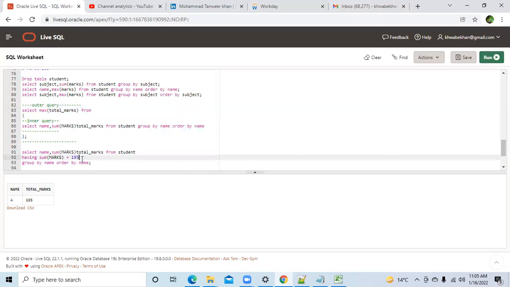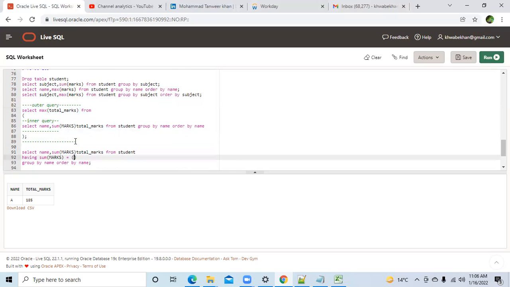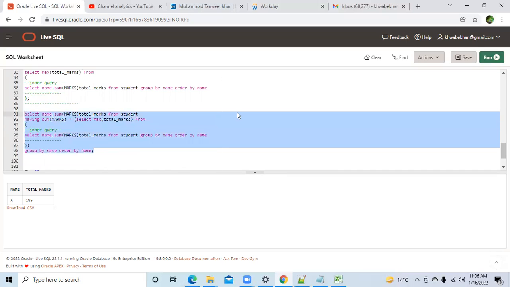So instead of this 185, what I will do is keep a bracket, and in this bracket, I will keep this query. I'm doing that. Now I'm running this again.